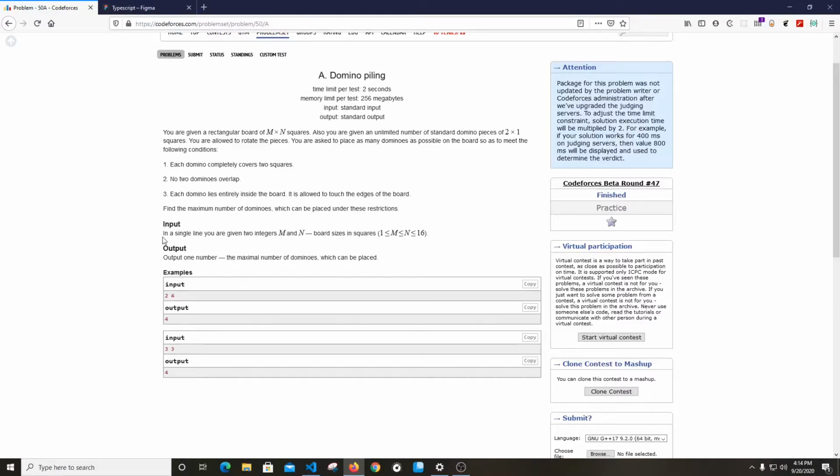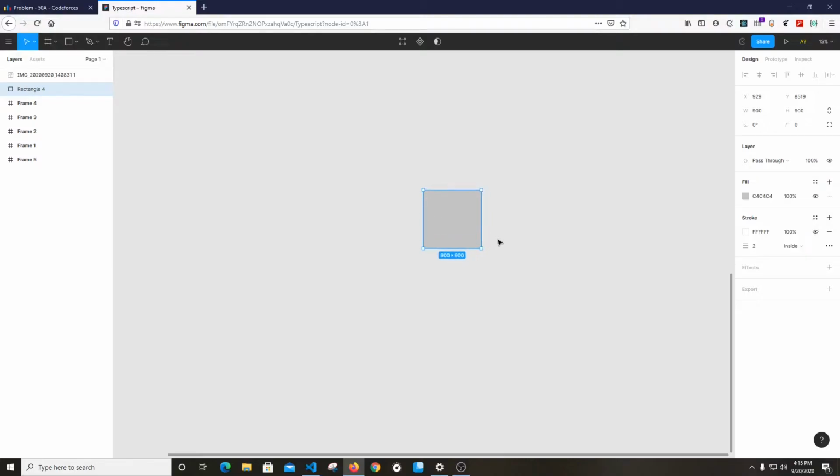Okay, and the input will be like, in a single line you are given two integers m and n, the board sizes in squares. So 1 is less than or equal to m, which is less than or equal to n, which is less than or equal to 16. So to understand the problem better, I have created a square.